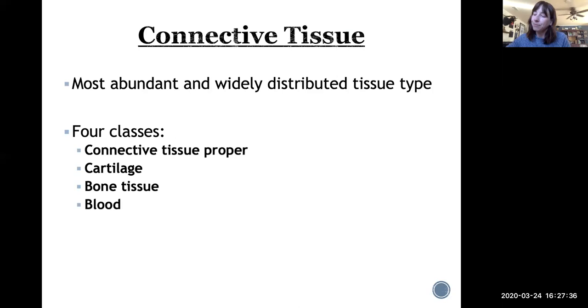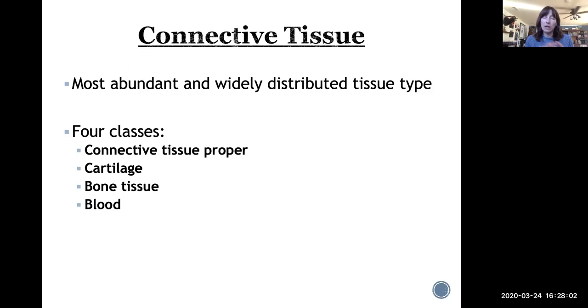Okay, so we talked about epithelial tissue. Let's talk about connective tissue, which is a very, very different monster. We've got 4 different classes of connective tissue. So like we had epithelial tissue, simple or stratified, squamous, cuboidal, or columnar, right?